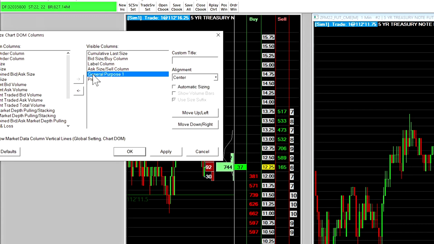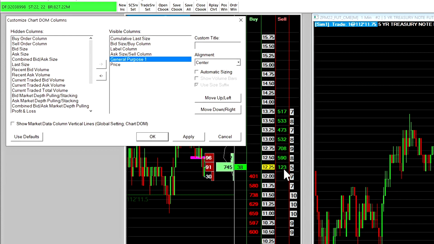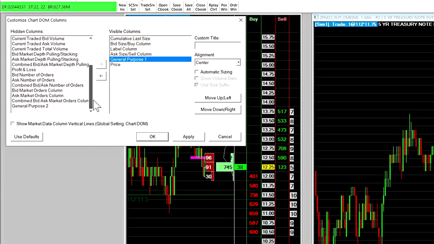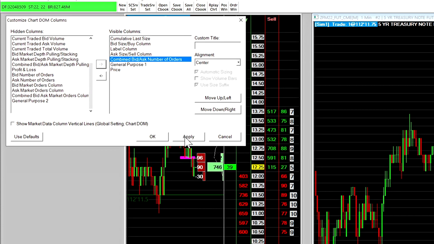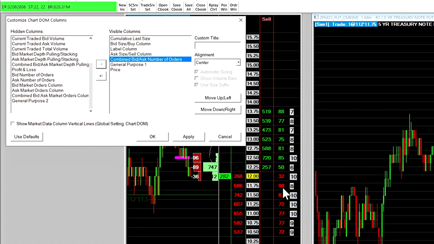So in this case, there's the general purpose 1 column, and the average order size is there. So what the average order size is just doing is it's taking the data from this column, which is the combined bid and ask number of orders. So that's this column. We just made it appear on our chart. And what it's doing is basically doing 382 divided by 65. And actually there's another calculation in there that we are using to skew the number slightly higher so that it would be more apparent when lower numbers would be here.